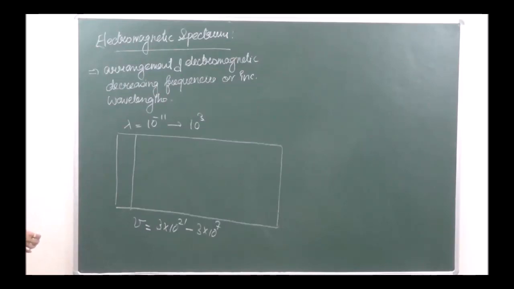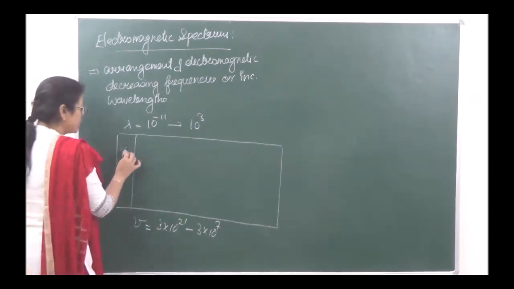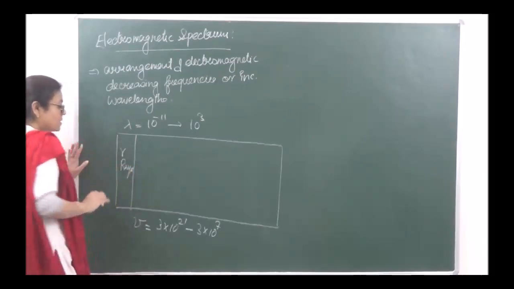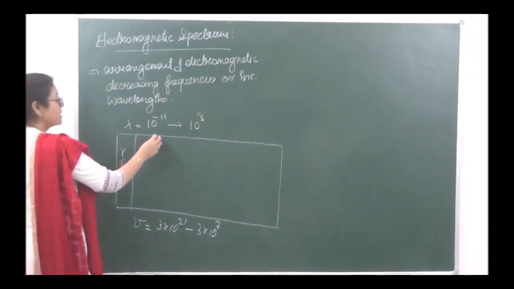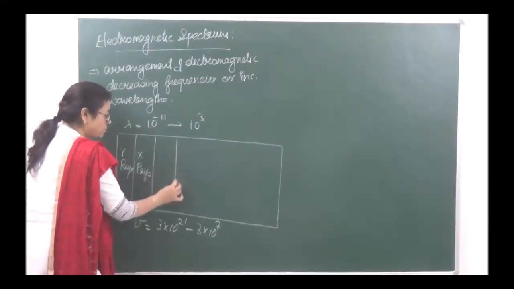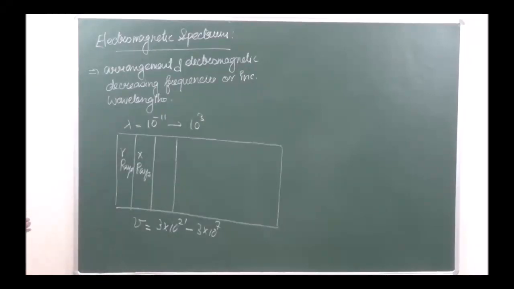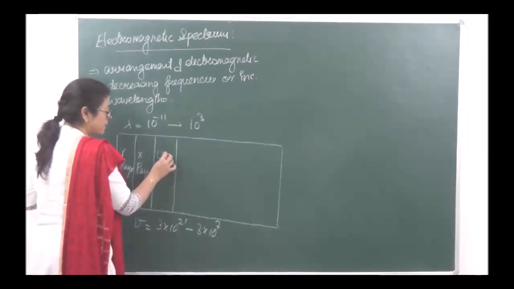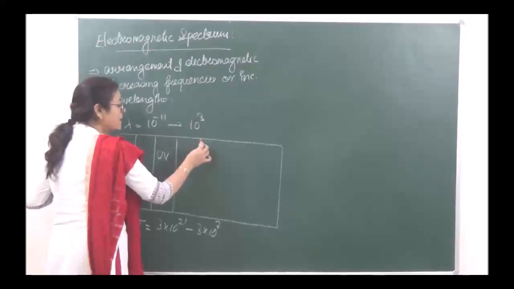Now when we're talking of the electromagnetic radiation with the lowest wavelength, in some books cosmic rays are given, but according to the new concept, the one which has the lowest wavelength is gamma rays. Then after that are the X-rays, and after X-rays we have the UV region, that is the ultraviolet region, and then we have the visible region.